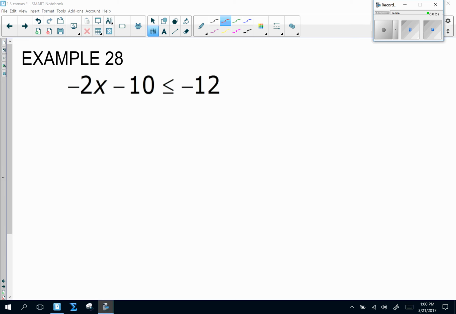Example 28. Negative 2x minus 10 is less than or equal to negative 12. So I know my whole goal in this problem is to get the x by itself. So I've got to move everything away from the x, which means I've got to move everything to the other side of the inequality sign. So I'm going to draw my line so I know I have to move everything to the other side of the line.